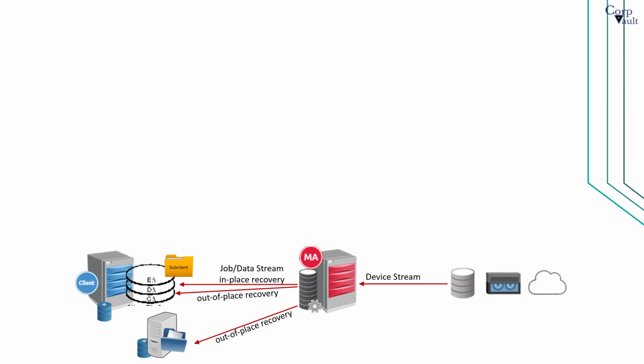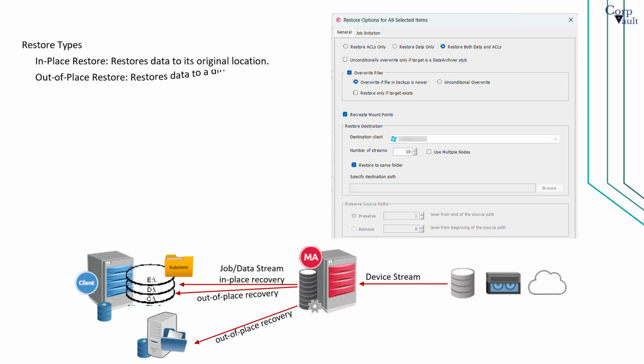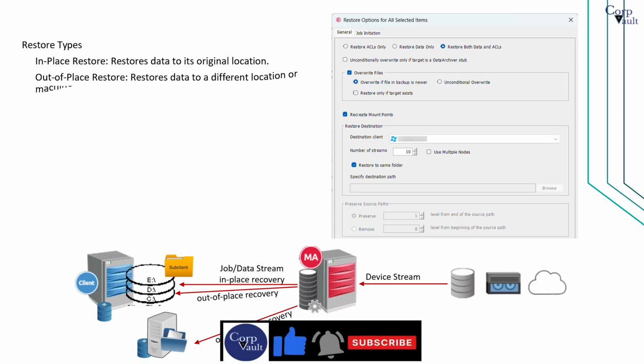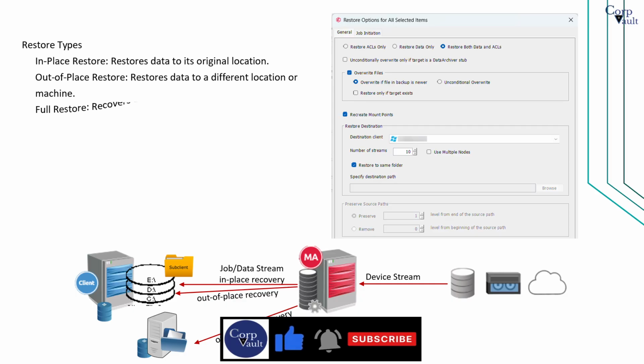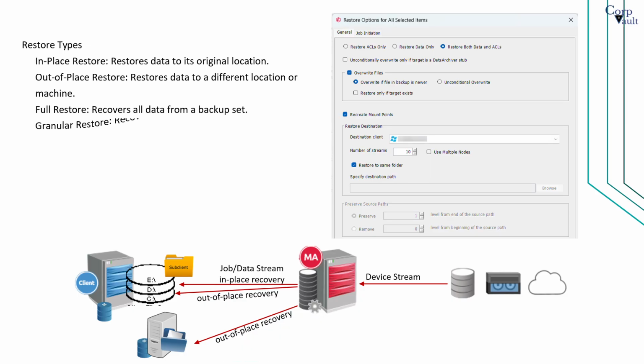Depending on your needs, Commvault offers several restore types. In-place restore, restores data to its original location. Out-of-place restore, restores data to a different location, or machine. Full restore, recovers all data from a backup set. Granular restore, recovers specific files, folders, or objects, like emails or database records.